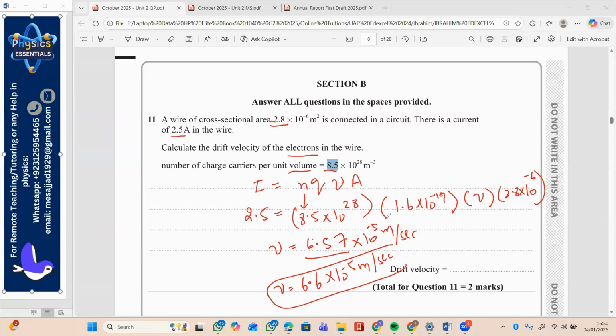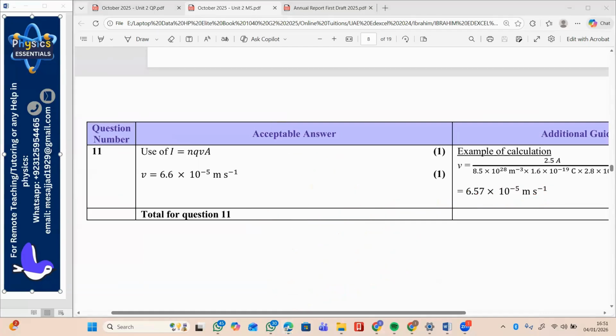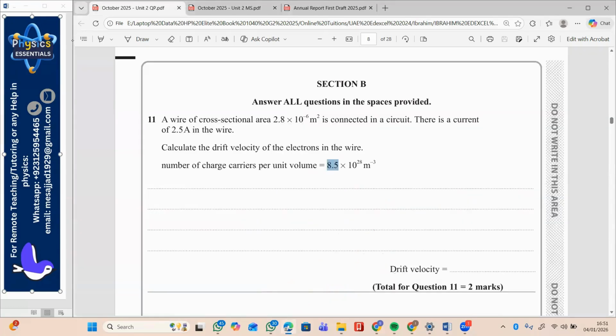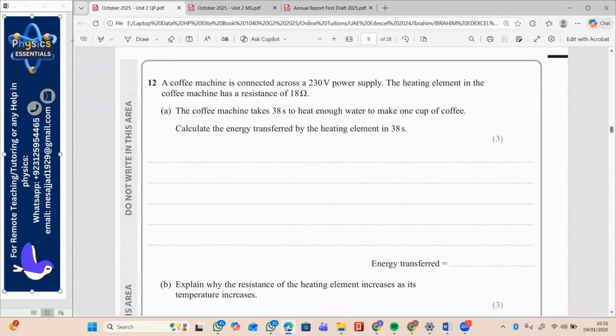Okay. If you see the mark scheme, let me show you. The answer that has been calculated in the example of calculation is this, but the answer that is written is this, and for that you are getting 1 mark. Why? Because you have to round 6.57 off to 6.6. Otherwise, you are going to get 1 out of 2 in this question, which is not justified, but Edexcel is usually really strict in terms of significant figures, so you have to be careful.